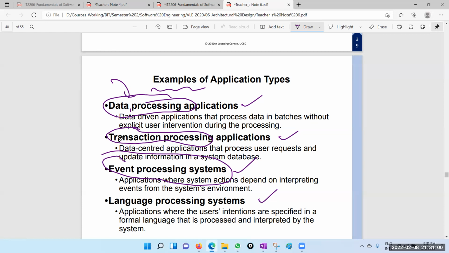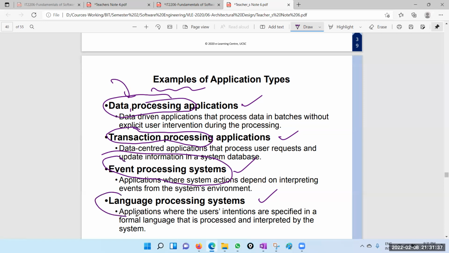So their main concern is responding to events. Like some control systems, manufacturing related things, robotics, Internet of Things. So they are pretty much event processing systems. Their task is responding to events. And of course, they also have to do data processing, but the main focus is to quickly respond to those events.